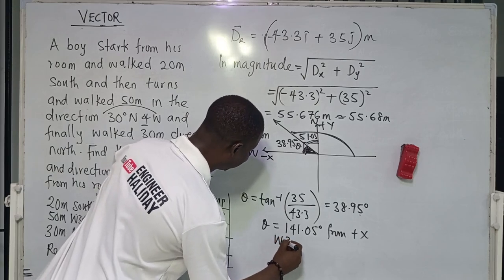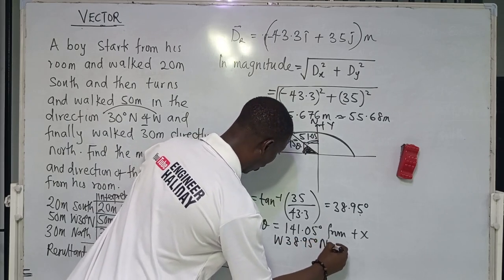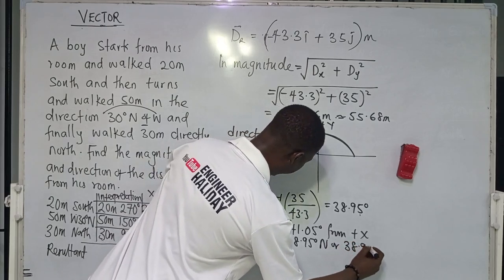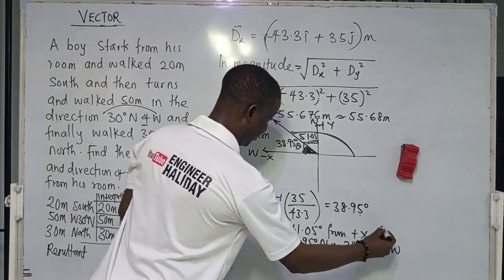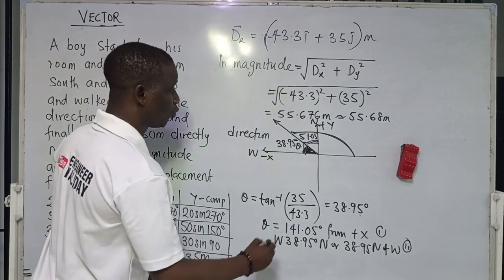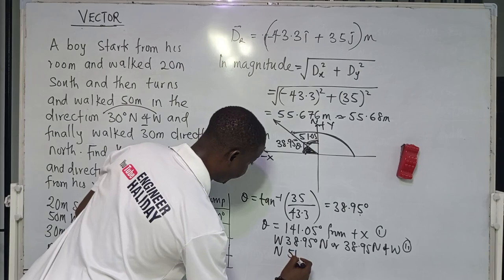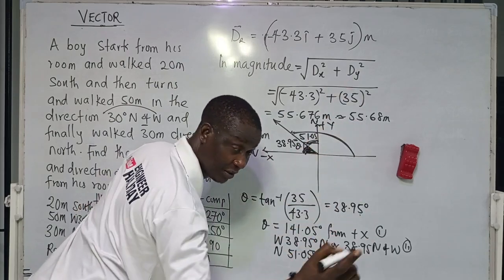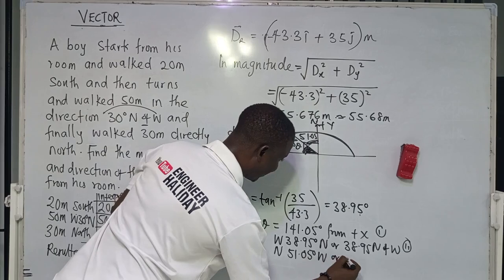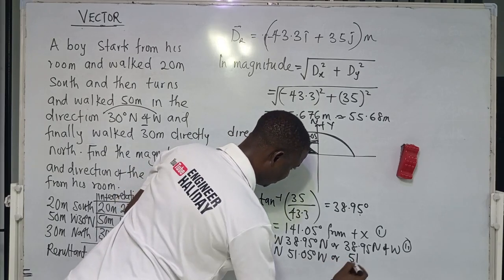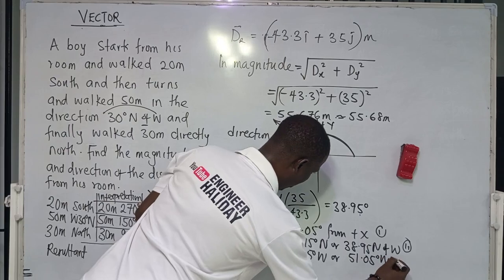So if I want to write it now, I will write it as 38.95 degrees north of west. That is the first answer. The second answer, we can still write it as: if this angle is resting on the north, we can write north 51.05 degrees, going to the west. Or we write it as 51.05 degrees west of north.